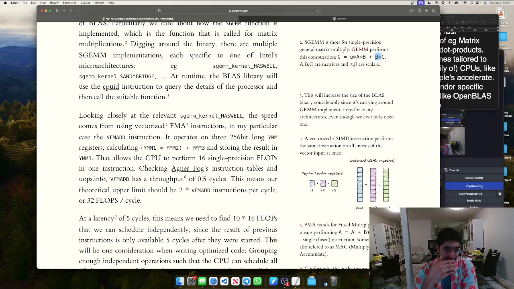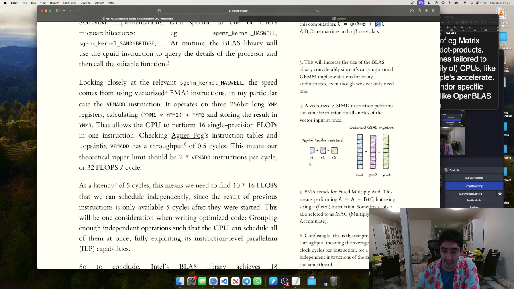Just memorize it. Anyways, FMA stands for fused multiply add. This means performing A equals A plus B multiplied by C by using a single fused instruction. Sometimes this is also referred to as MAC, multiply accumulate. Alright.